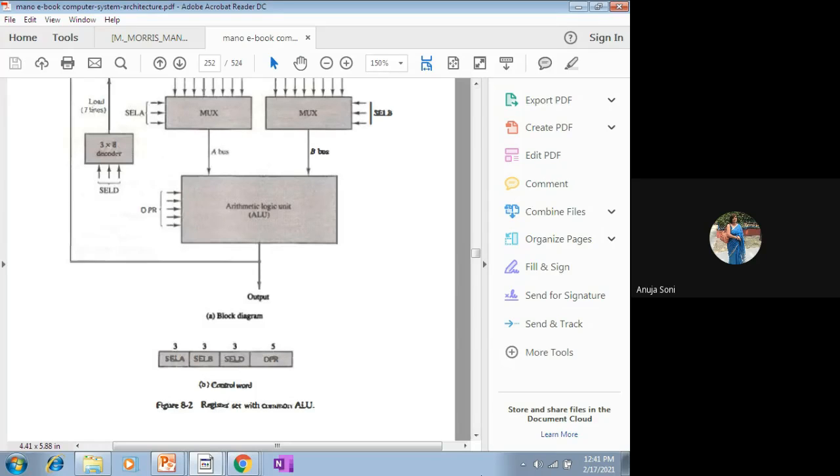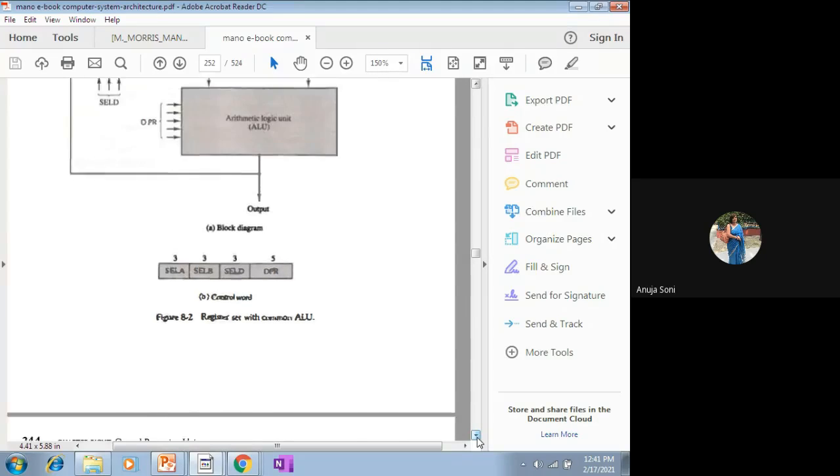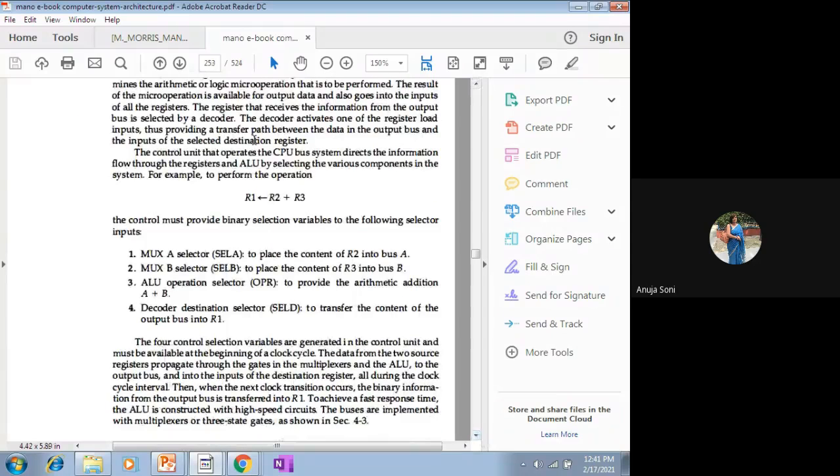This kind of question would be given to you. The control unit that operates the CPU bus system directs the information flow through the registers and ALU by selecting the various components. For example, to perform this given operation, the control must provide binary selection pins to the following. How will it work? See, how will it go step by step?